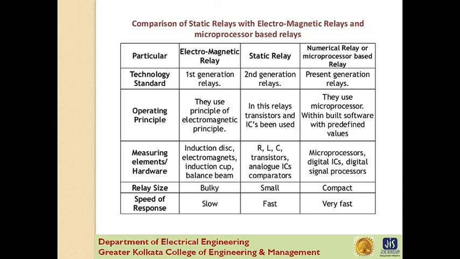Speed of response: electromagnetic relay has the slowest speed of response in comparison with static relay and numerical based relay. Static relay is faster than electromagnetic relay but slower than numerical based relay. Numerical based relay or microprocessor based relay is the fastest relay in comparison to electromagnetic relay and static relay.